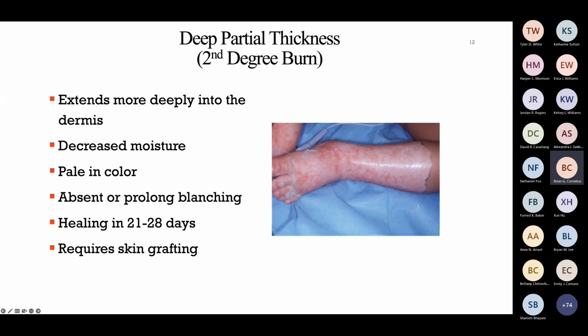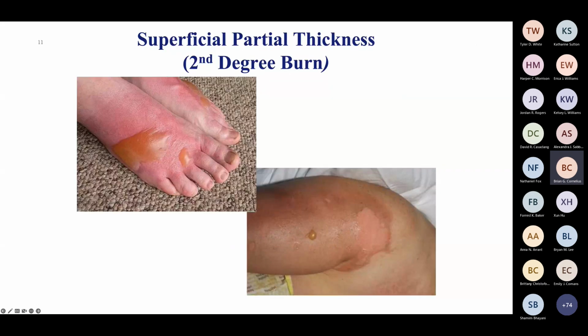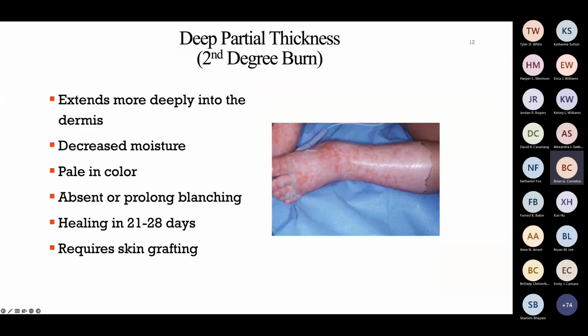So second degree burns, when you move past the superficial to the deep partial thickness, you see that this extends further into the dermis. A lot of times they have a decreased moisture level. So if you think about the ones we were looking at before, they looked very wet. I'm just going to flip back and forth here. You can see that they appear very moist. But when you look at the deep partial thickness, they don't have a lot of fluid there.